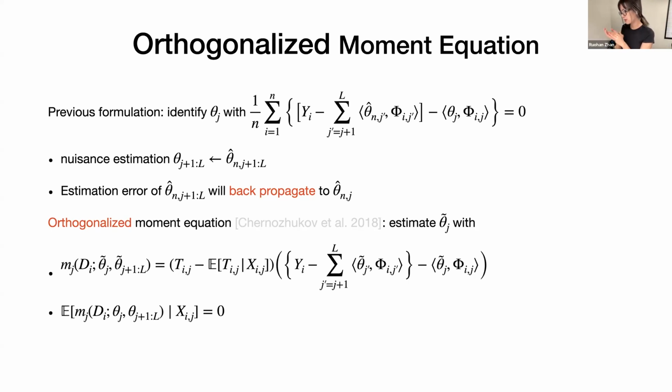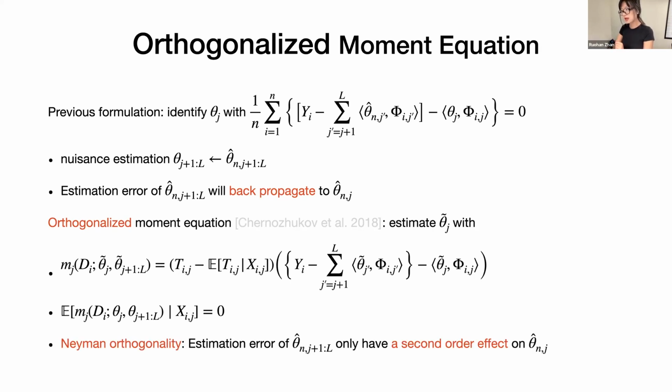To deal with that, for the estimation with the nuisance, we can follow the double machine learning or the semi-parametric literature, which helps us construct an orthogonalized moment equation. So we modify the previous moment equation a little bit by multiplying it with TJ, the center TJI minus its conditional expectation, and you can verify that this is still mean 0. By orthogonalization, I mean that with this orthogonalized moment equation, one can show that the estimation error of the nuisance, theta J plus 1 to theta L, will only have a second order effect on our current estimate of theta J.